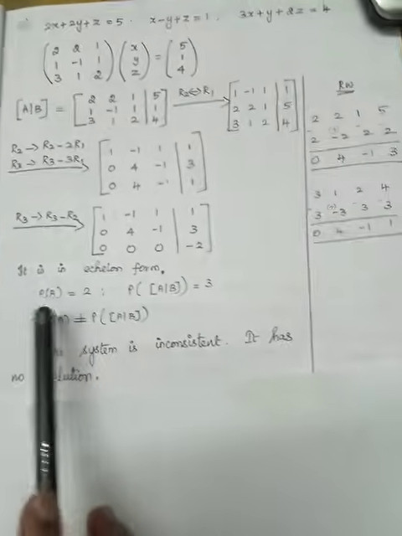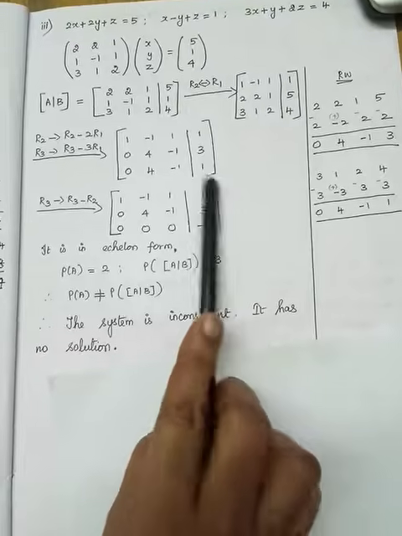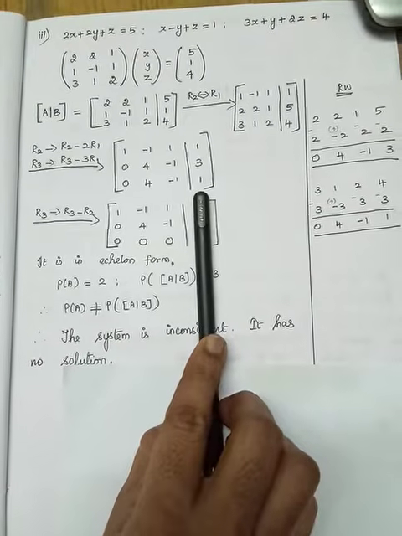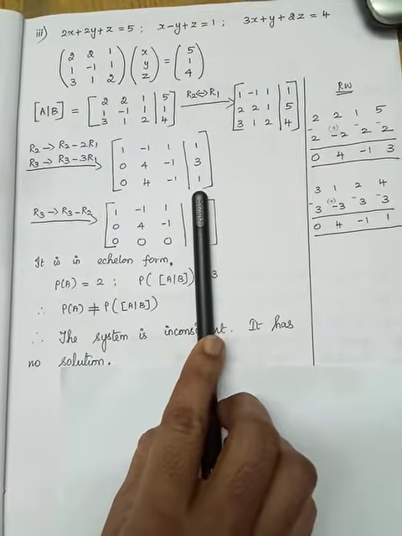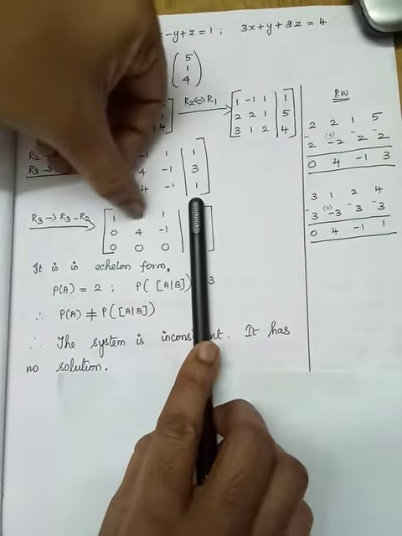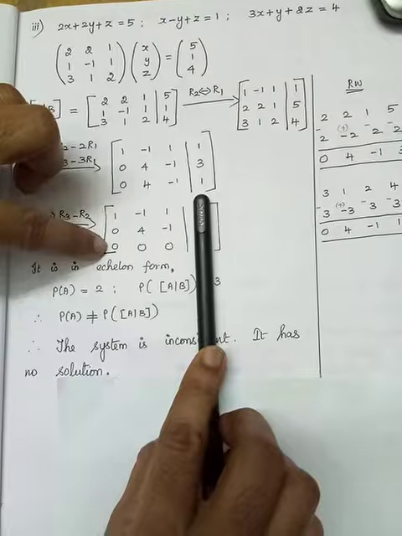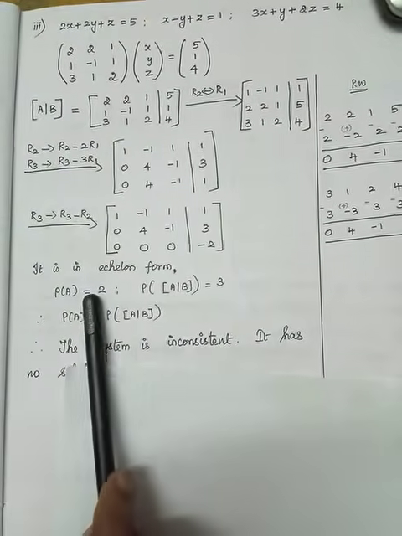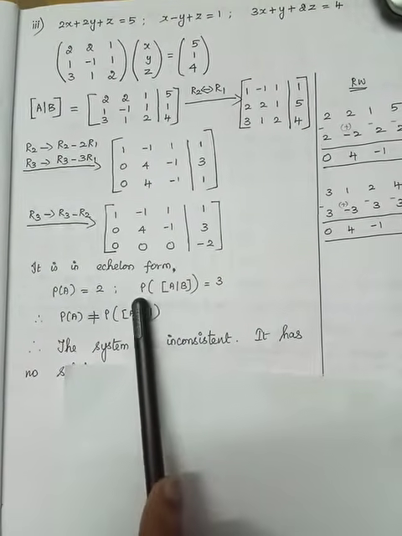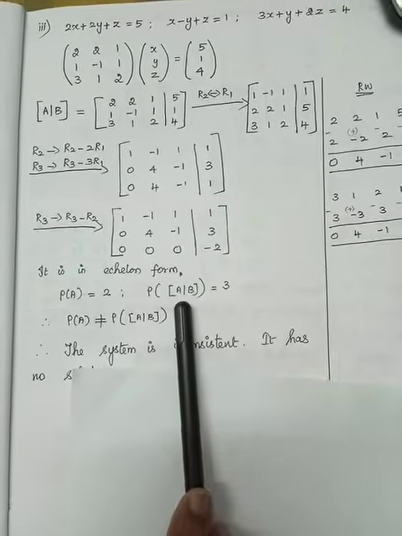Now you have to find the rank of A. Rank of A means hiding the fourth column. You have to find out how many non-zero rows there are. Look at the non-zero rows. This is the first non-zero row, this is the second non-zero row, and the third one is a zero row. So how many non-zero rows are you having? 2. Now go for finding the rank of the augmented matrix AB.